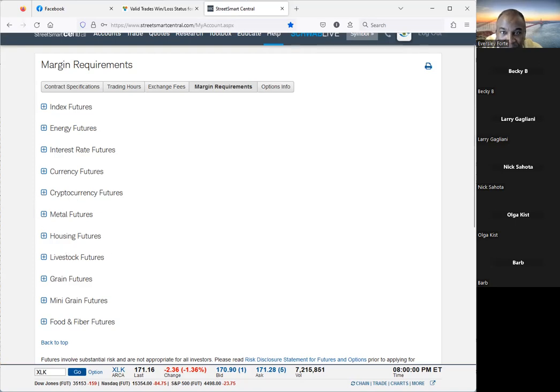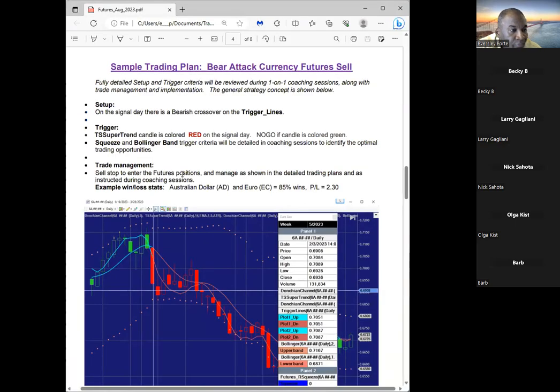All right, so let's go. I'm going to switch back to the chart now. First I'll go back to the trading plan and then I'll switch back to the chart. I want to give you the trading plan really quickly. Some of you have seen this before, the setup, trigger, trade management.